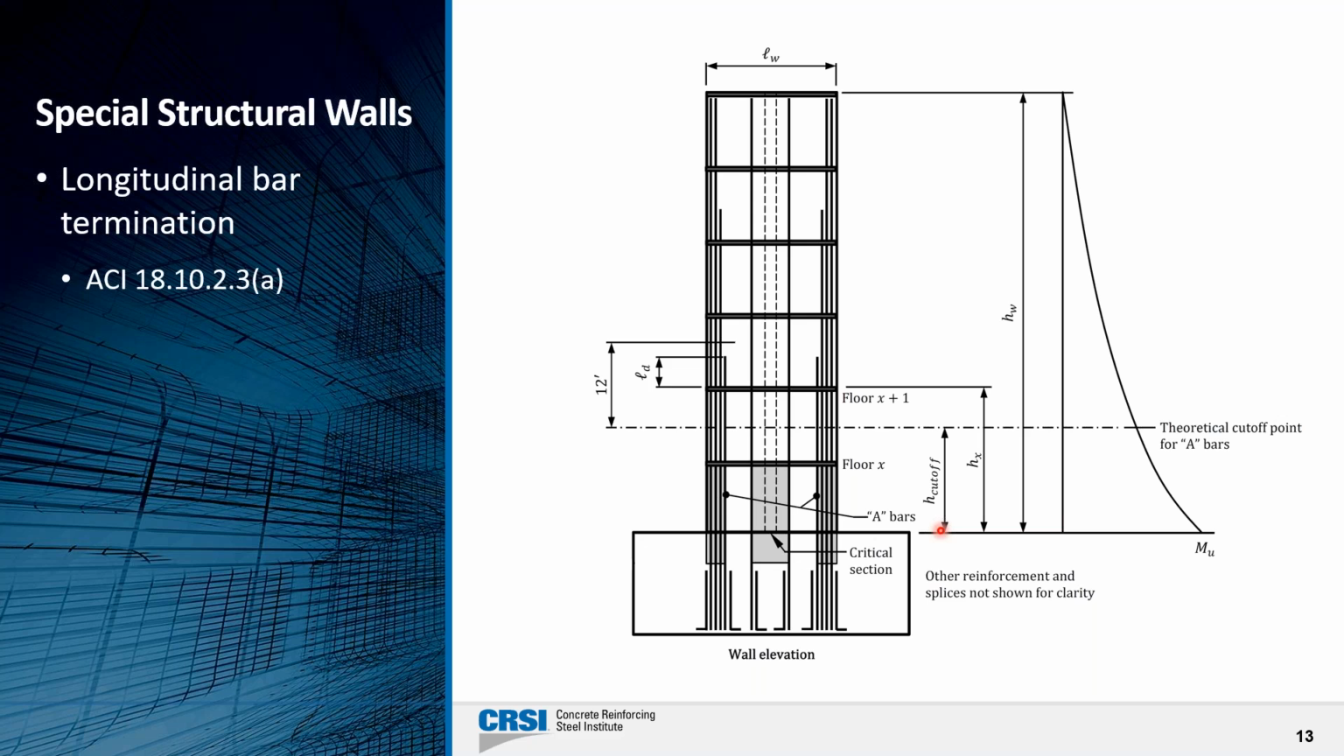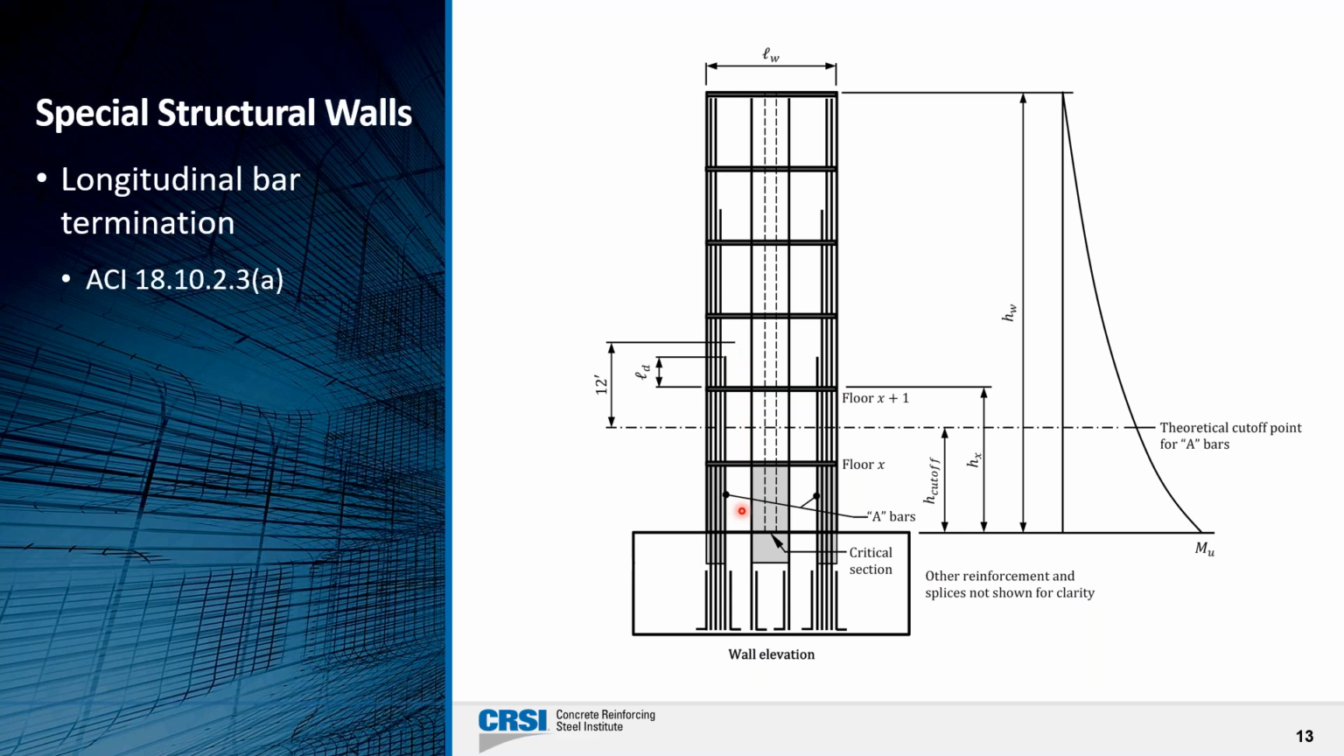Now, the new provisions in section 18.10.23a tell us that we can cut those bars off 12 feet above the theoretical cutoff point, but they don't have to go any further than a tension development length above the floor that's immediately above the theoretical cutoff point. In this case, you can see that would be the situation. L sub D brings us to a lower value for the overall total cutoff length.